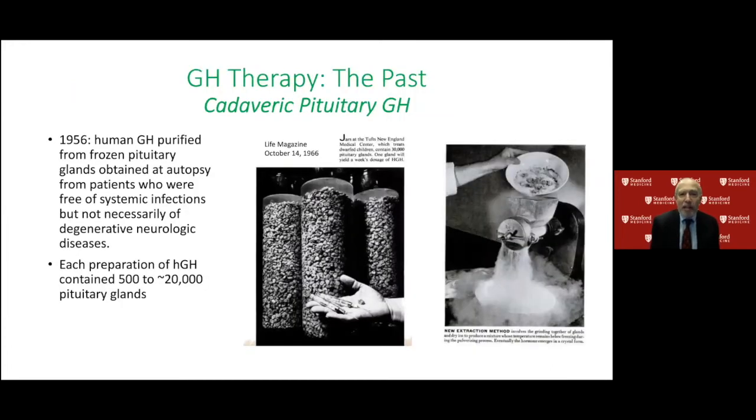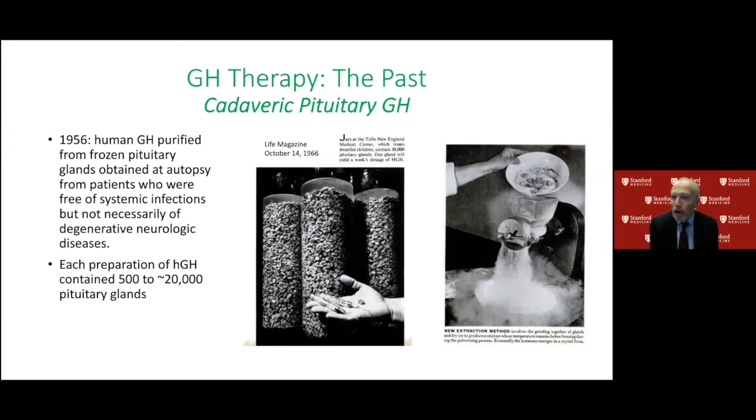Well, in the past, growth hormone therapy was a very difficult enterprise. Beginning in the 1950s, human growth hormone was purified from frozen pituitary glands that were obtained at autopsy from patients who were generally healthy prior to death. But as you can see, these were sent in by pathologists, and they would be batched, and each preparation that was purified would have between 500 and 20,000 glands.